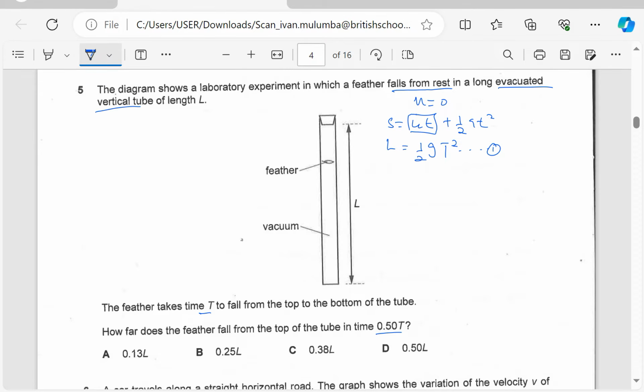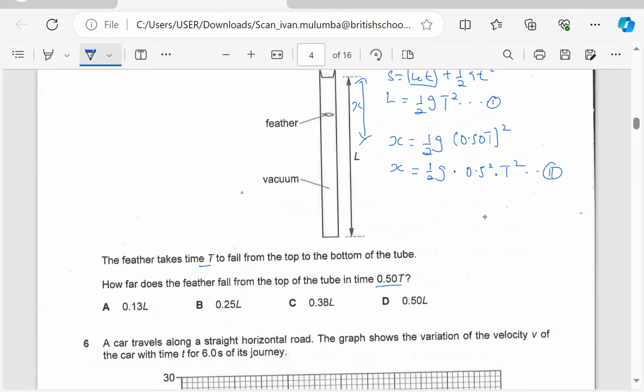Then let me consider a situation where it has fallen through a distance, let's say x, in a time of 0.50 t. Using the same equation, x equals initial velocity, which is still 0, times t, so this will only be a half times g. Where there is t, I'll put 0.50 t, but this should be squared. So I'm just going to simplify this. This will be x equals a half times g times 0.5 squared times t squared. This is going to be my second equation.